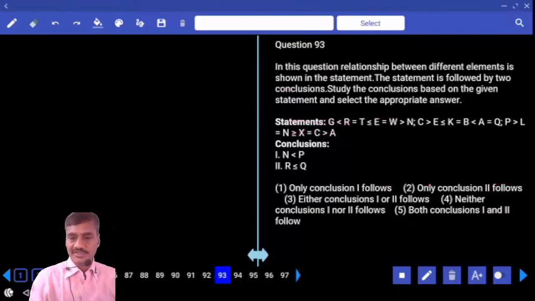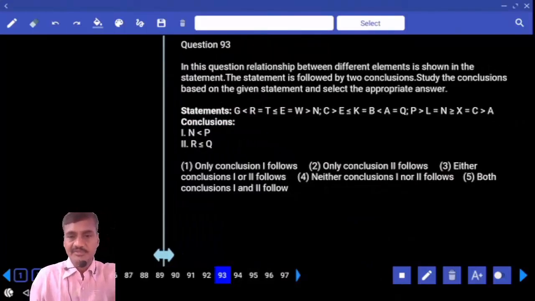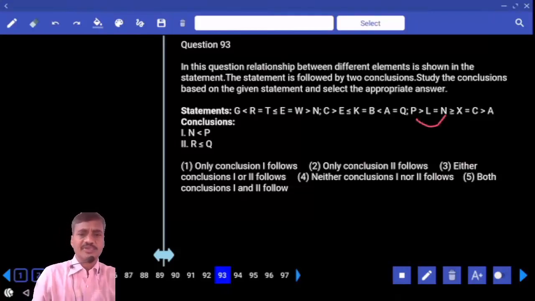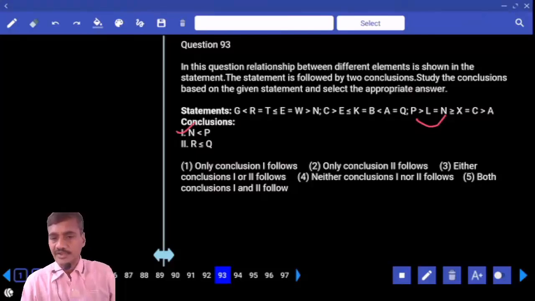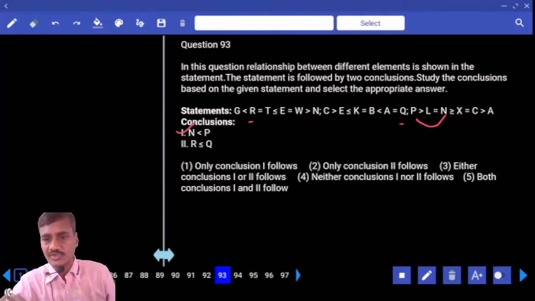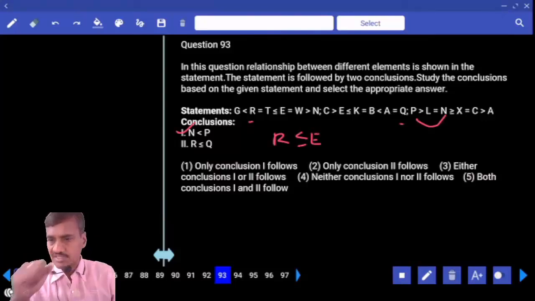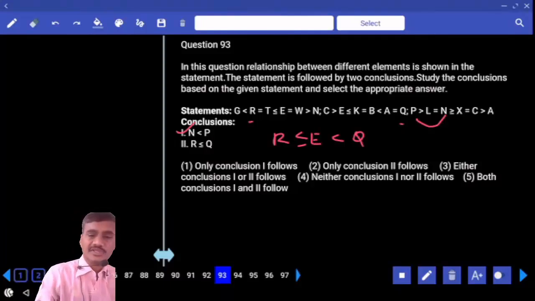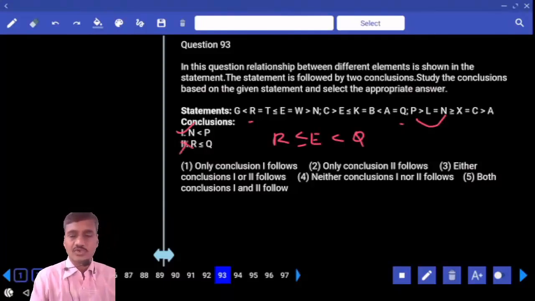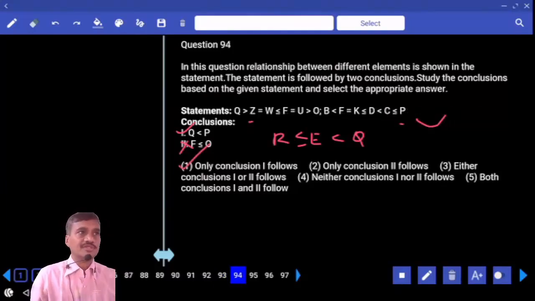Now in this question number 93, the relation between N and P. Where is N? N is here. Now P and N. P greater than N is 2. P greater than N means N lesser than P, definitely 2. And next one, R and Q. Which element is common between these two, R and Q? E is common. R lesser than or equals to E, and at the same time E lesser than Q. Hence R lesser than Q is 2. Lesser than or equals to is false. Hence what is your answer? Only one, that is choice 1, question number 93.